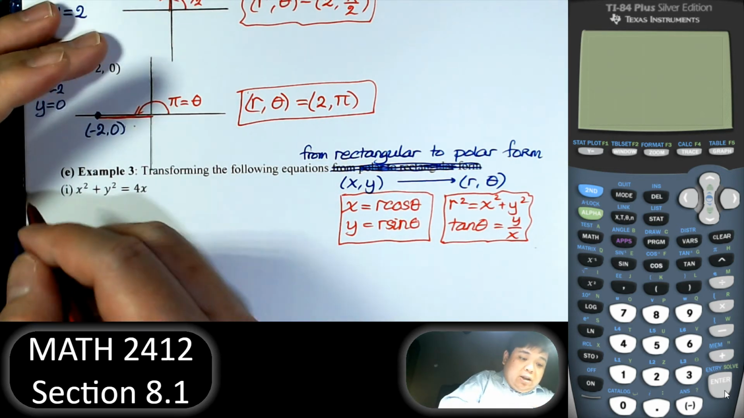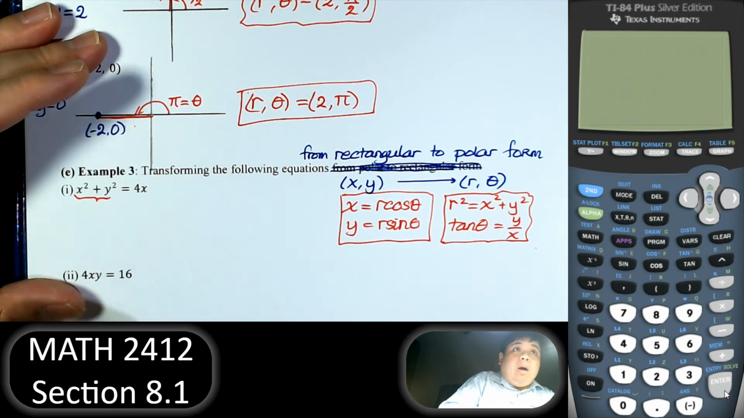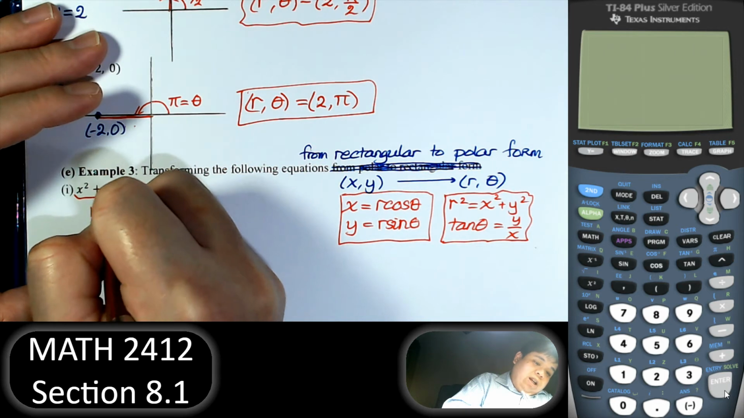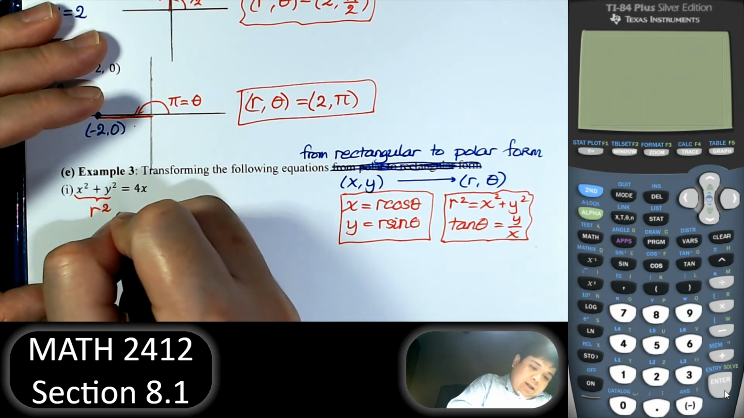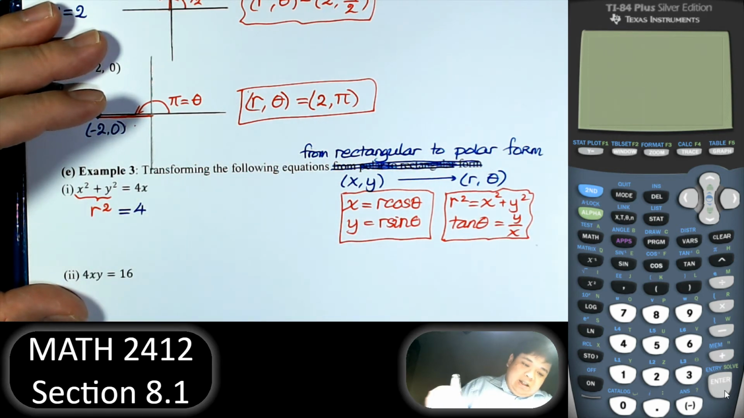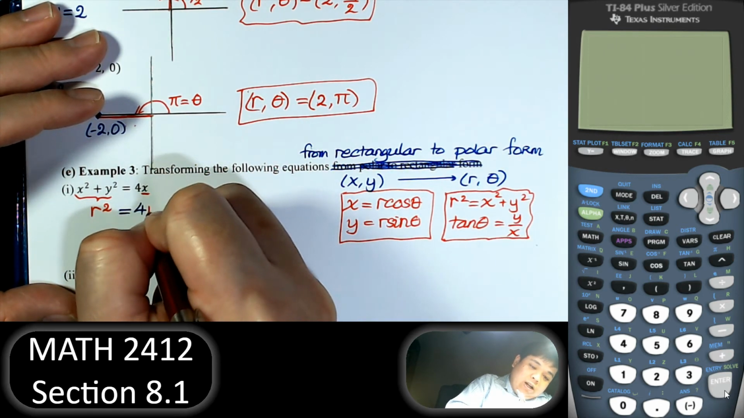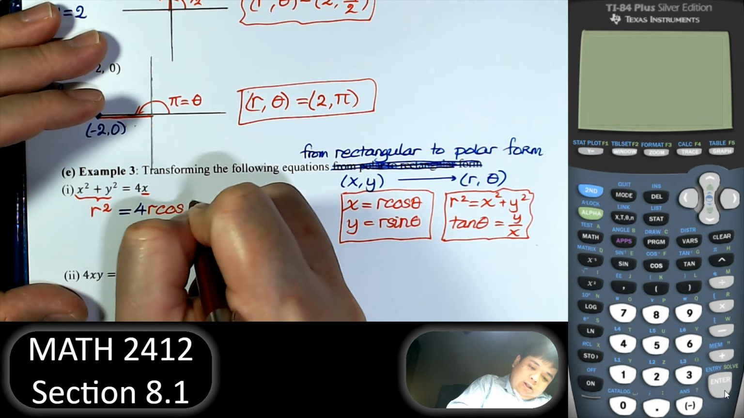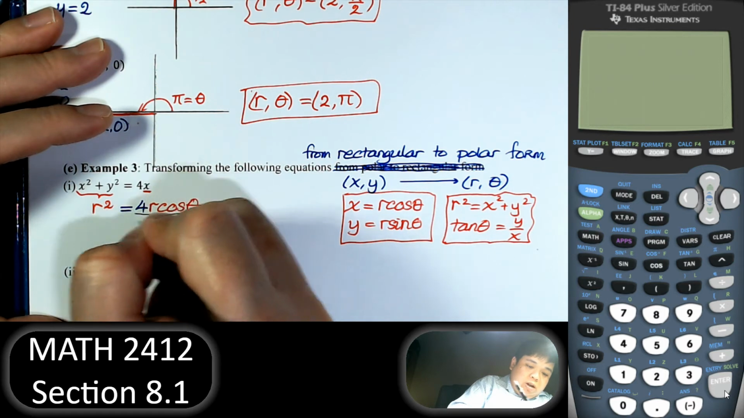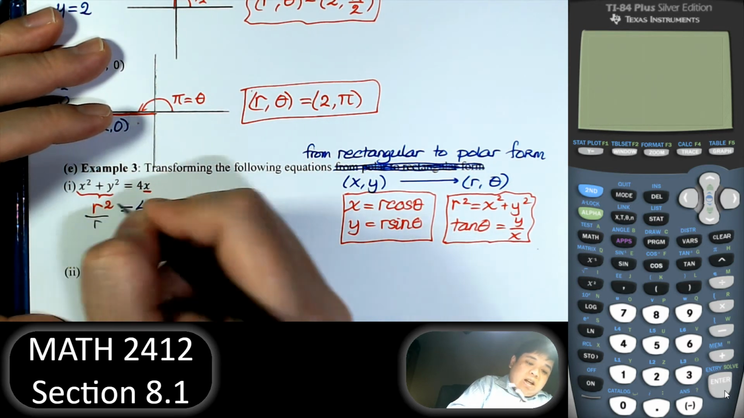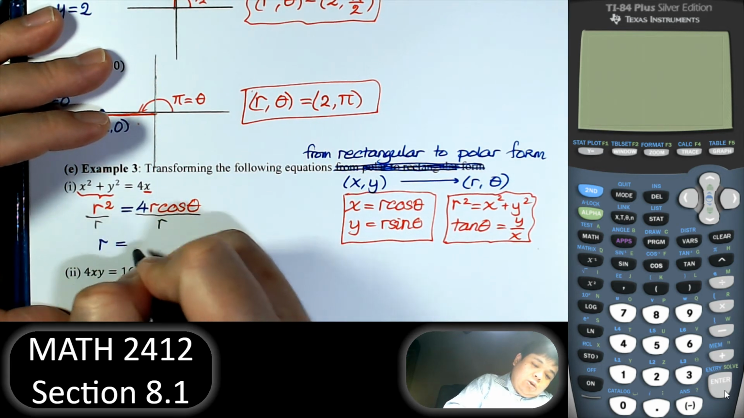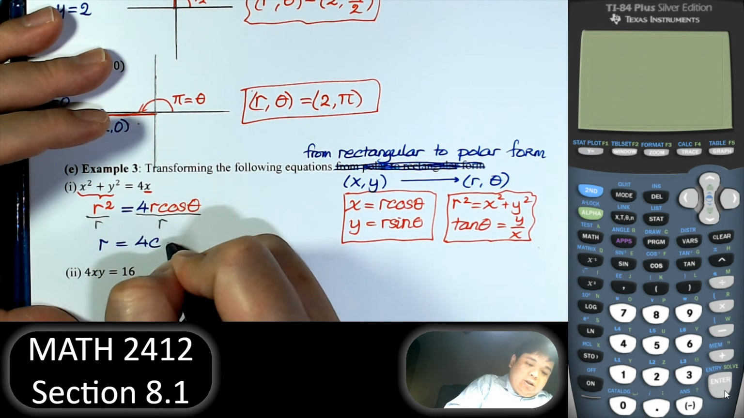The first one gives us directly x squared plus y squared, that is r squared. We don't have to do anything. And then equal to 4x. If we want to write that in r and theta, it's going to be r cosine theta. So we have that equation. We can divide by r on both sides, because both sides have r, so it cancels out. We have r equal to 4 cosine theta.